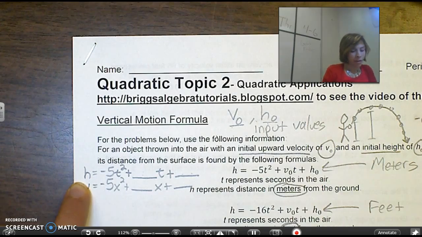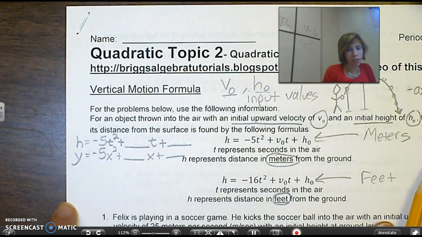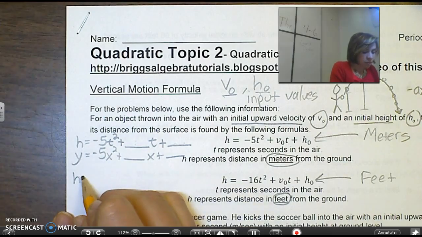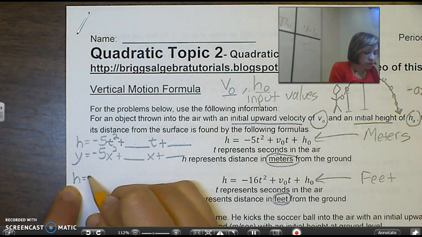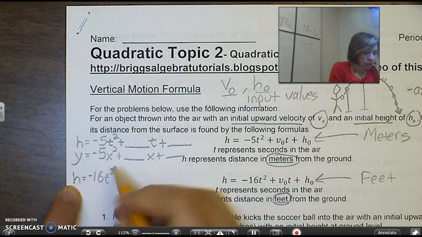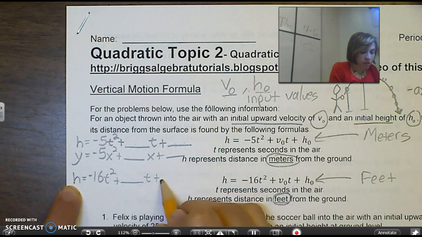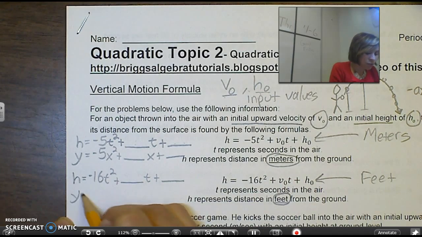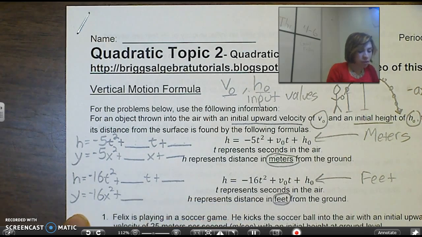Okay. So let's go ahead and do the same thing that we did here for meters. Let's do it for the formulas for feet. So let's say I have a word problem, we're dealing with feet. I'm going to write this out. I'm going to write my height equation as H equals -16 T squared plus some velocity T plus some initial height. And then if I want to translate that into X and Y, I would make this Y equals -16 X squared plus some initial velocity X plus some initial height.